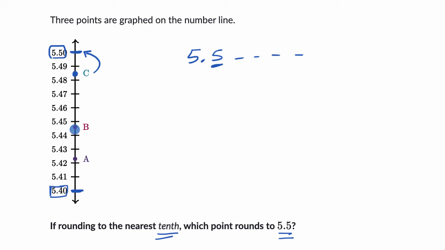What about point B? Well, point B, when you just eyeball it, it's a little bit hard to tell until you realize that this is the halfway point. 5.45 is the halfway point. Point B is not quite there, so this will round down to 5.40. And point A is clearly even closer to 5.40, so it will round down as well. So if rounding to the nearest tenth, which point rounds to 5.5? Well, we see that is point C.